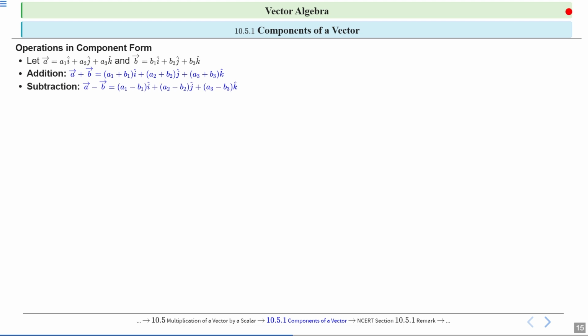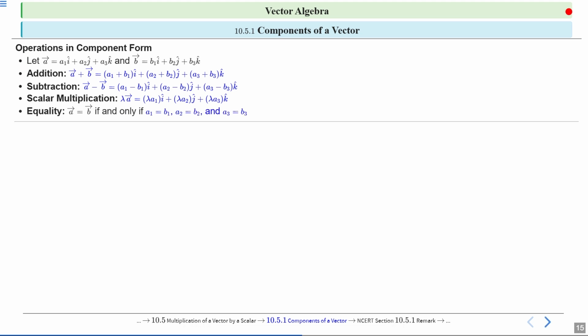Now subtraction, A vector minus B vector will be (A1 minus B1) i cap plus (A2 minus B2) j cap plus (A3 minus B3) k cap. Scalar multiplication, lambda times A vector will be equal to lambda A1 i cap plus lambda A2 j cap plus lambda A3 k cap. Equality, A vector is equal to B vector if and only if A1 is equal to B1, A2 is equal to B2, and A3 is equal to B3.